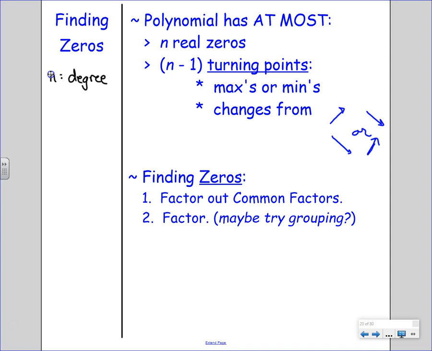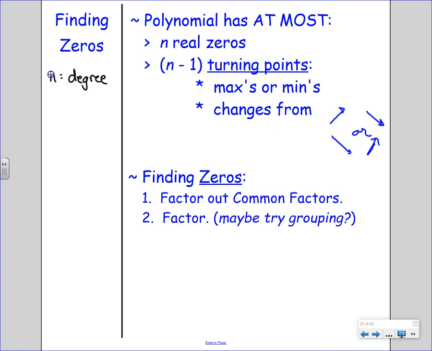How many turning points will a quadratic have? 1. Because a quadratic, well, has to change direction once. It has to start from up and then end at up, or start from down and end at down. So a quadratic, n equals 2, has to have 1 turning point. A cubic, n equals 3, has to have either 0 or 2 turning points.